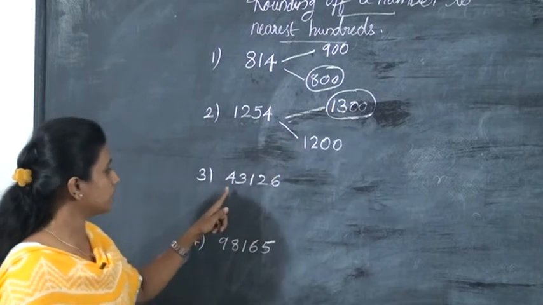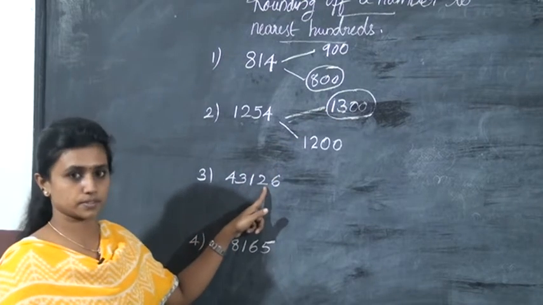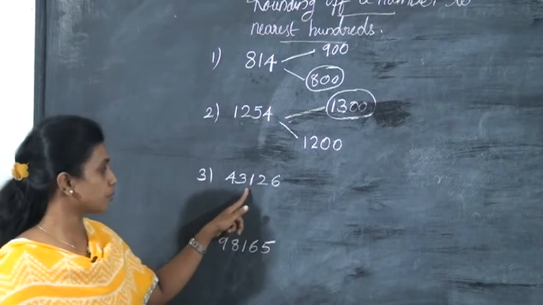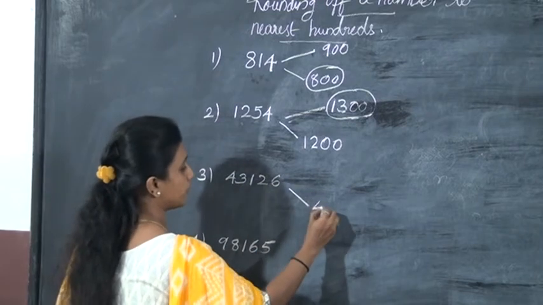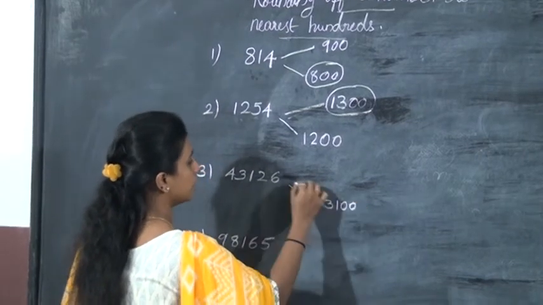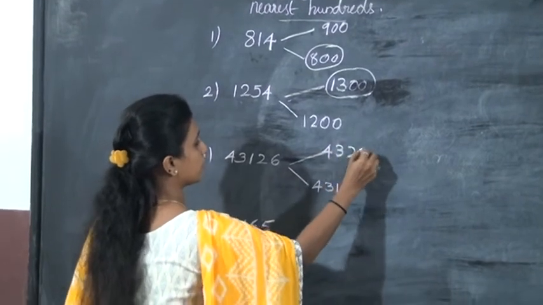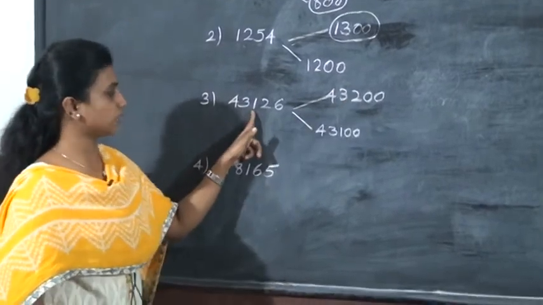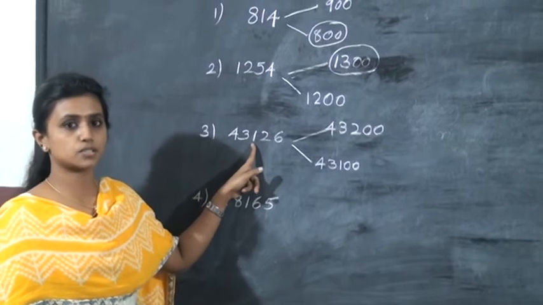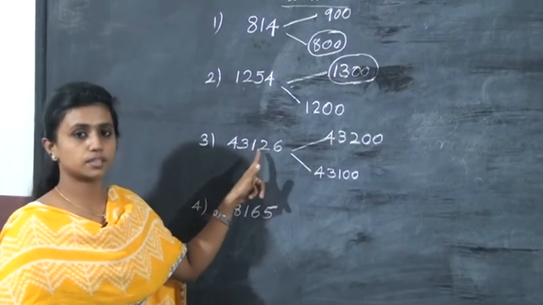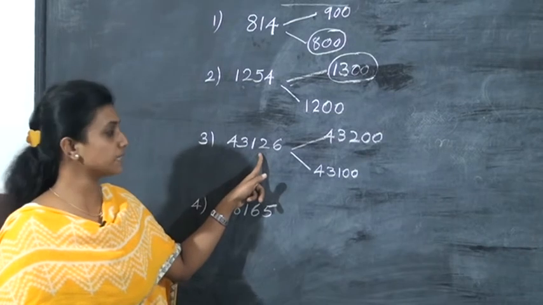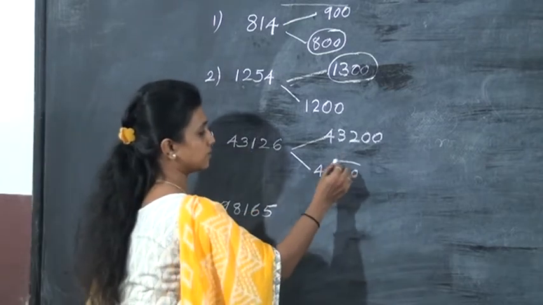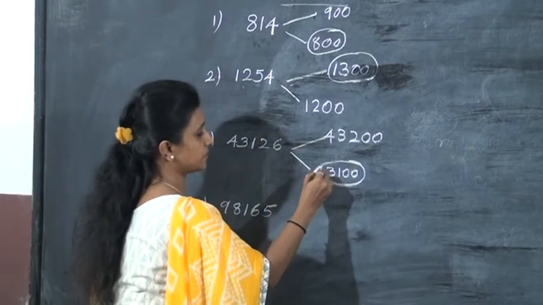Now look at the third one. 43,126. You want to round off this number correct to the nearest hundreds. So first you know that this number lies between 43,100 and 43,200. Now look at the digit at the hundreds place. It is 1. Which is the digit right next to this number? It is 2, and this 2 is less than 5. Which means you round down to the nearest hundreds. Okay, so this is the answer, correct to the nearest hundreds.